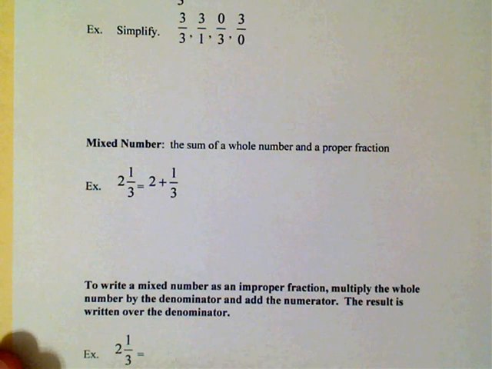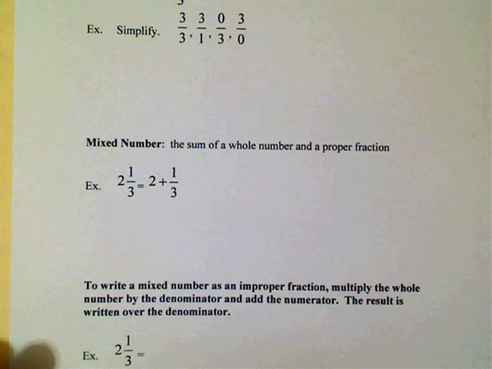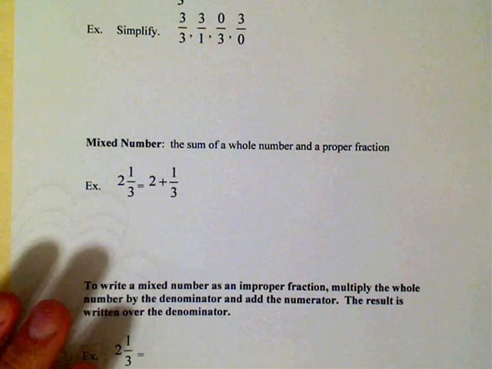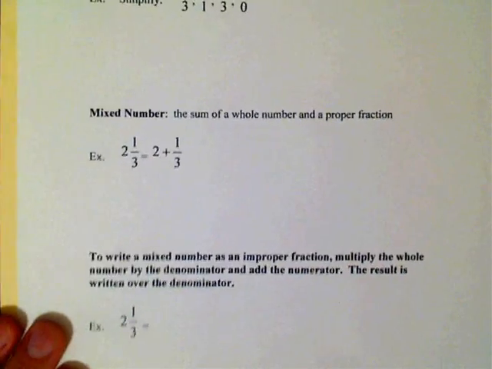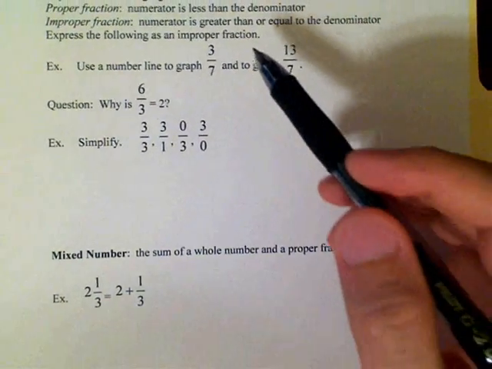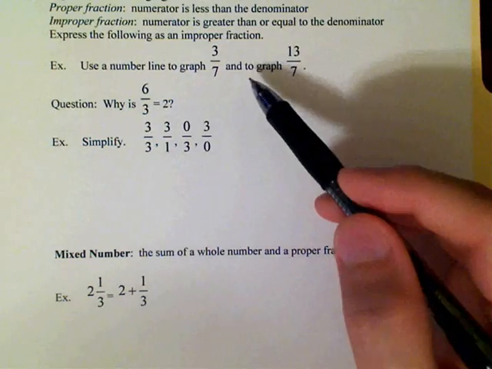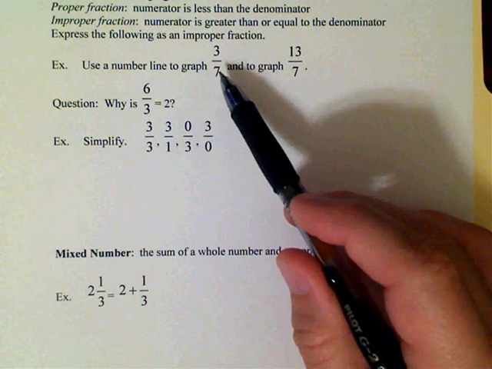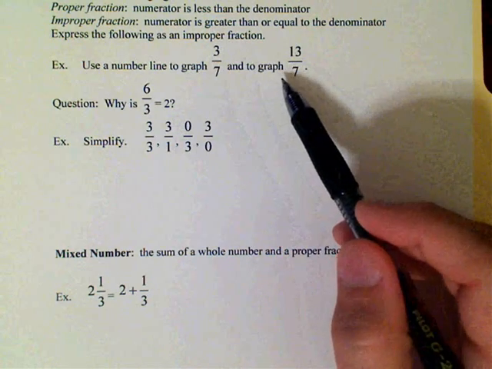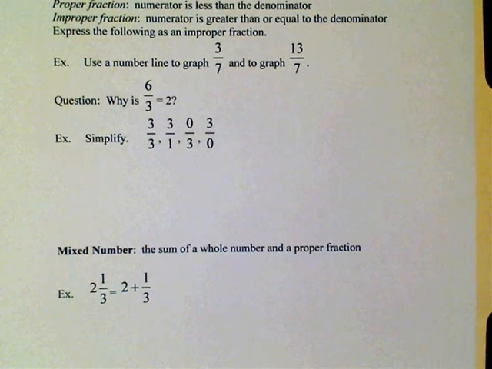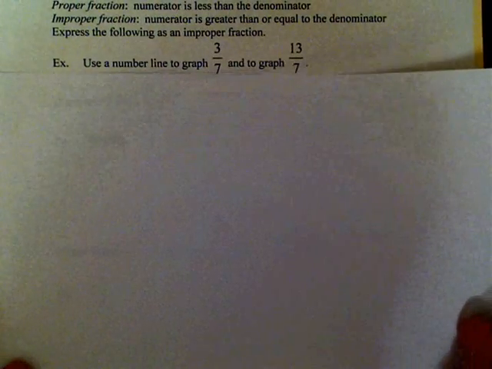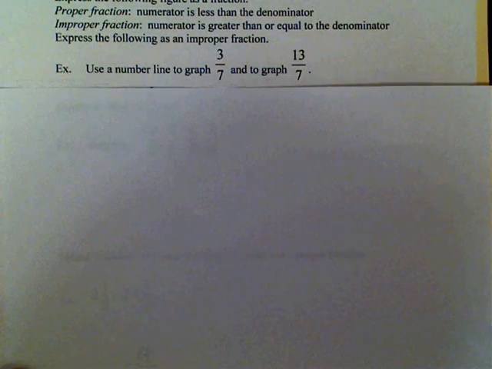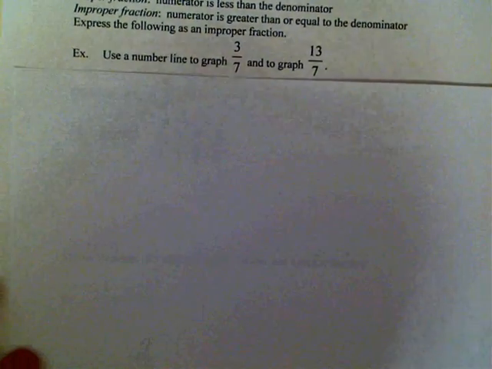Now, let's do this next example, where it says to use a number line to graph 3/7 and to graph 13/7. Now this fraction is a proper fraction and this one is an improper fraction. The number line is just another means to demonstrate the difference between proper fractions and improper fractions. Now if you notice, both of these fractions have a denominator of 7.